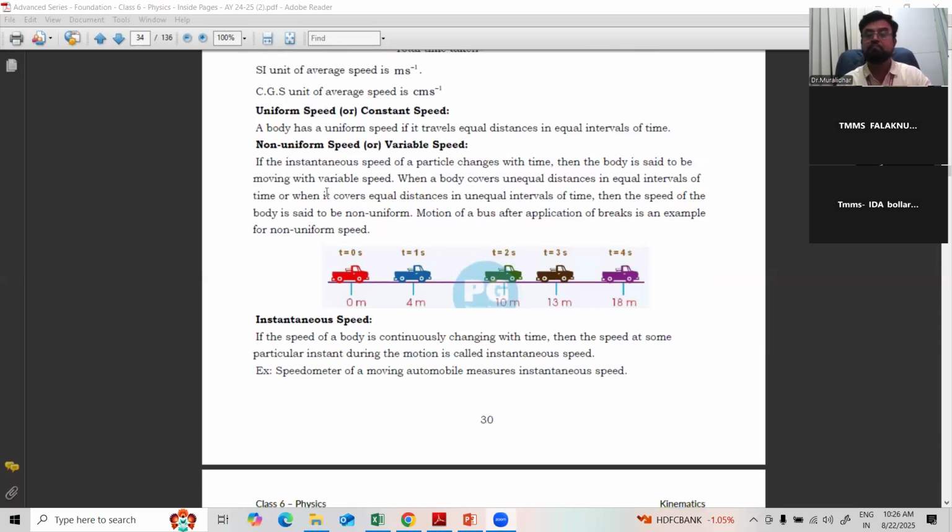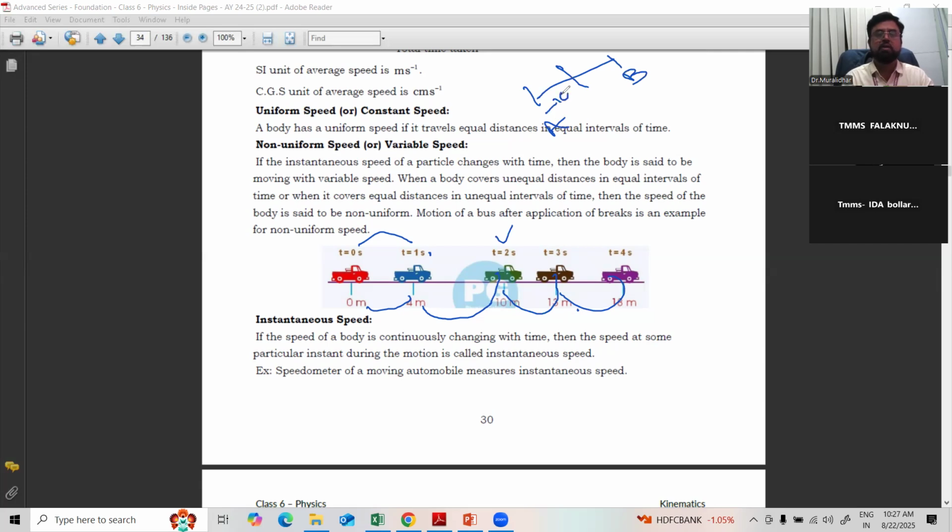Then uniform speed. Uniform means constant. See the diagram here, you can understand it in a simple way. You started from 0 meters. You move to 4 meters, and 4 meters takes 1 second. Next, 4 to 10, 6 meters takes 2 seconds. Next, to 13, 3 meters takes 3 seconds. So there is non-uniformity. There is no constant. So for example, you take A to B.